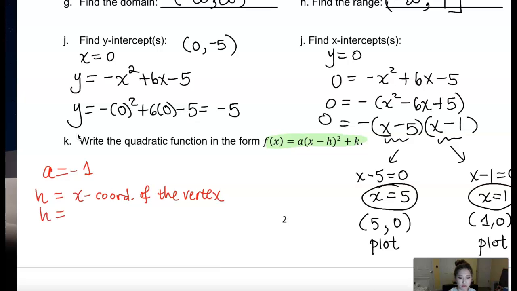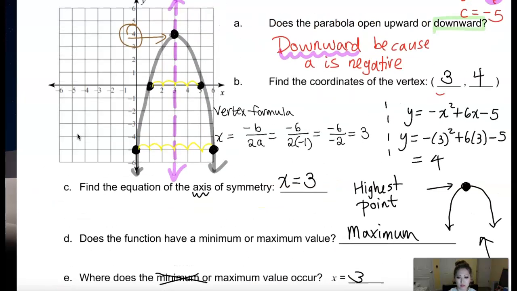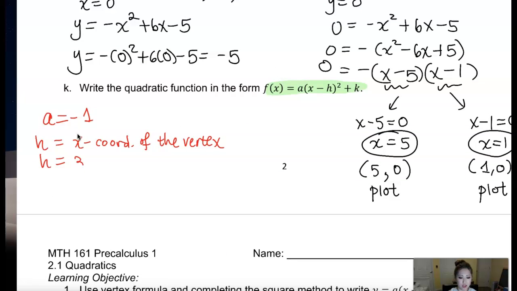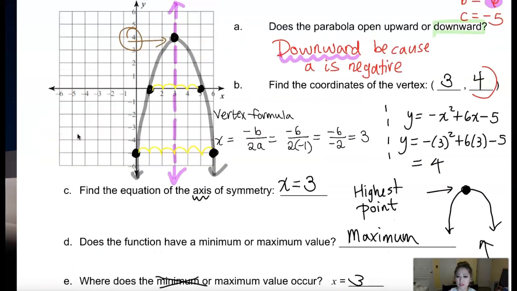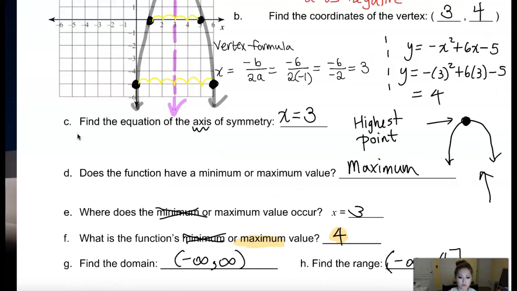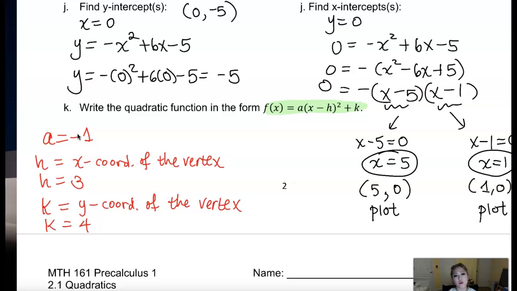Therefore, H is equal to 3. H is always equal to the x-coordinate of the vertex, so H is equal to 3. All right, what about K? K is equal to the y-coordinate of the vertex. So let's see what that is. K is equal to, where's the vertex? 4. So if you can find the vertex, putting an equation in vertex form is super easy. All you need to use is a is negative 1, h is 3, and k is 4. So plug in those values into this position and you will have your equation.